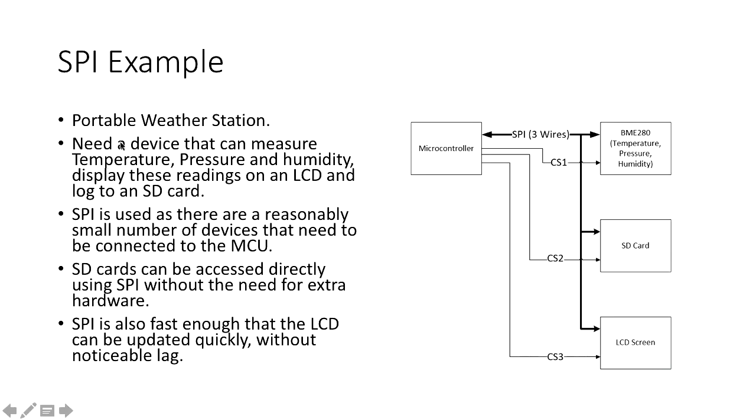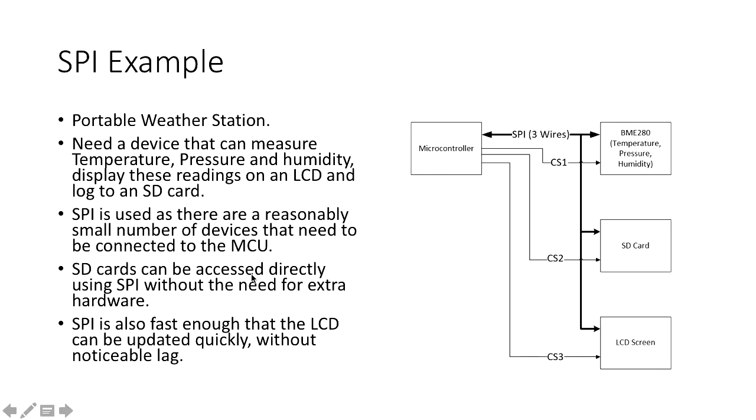So you need a device that can measure temperature, pressure and humidity, display these readings on an LCD and log them to an SD card. You also want to log, not only display. Then SPI is used as there are a reasonably small number of devices that need to be connected to the microcontroller. Here you got only one sensor, one SD card, one LCD. So you can use SPI.